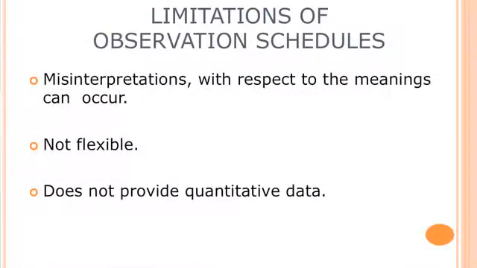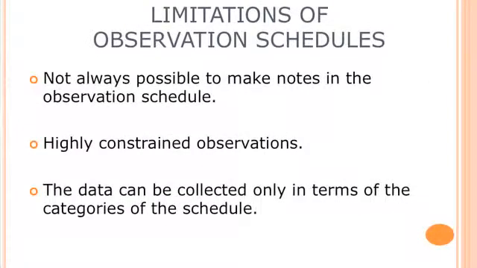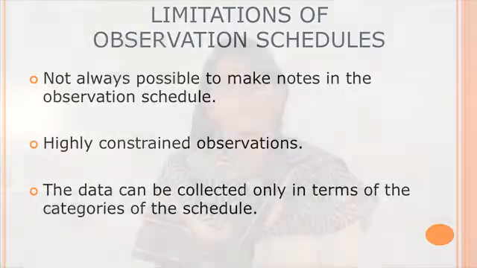There is a possibility of misinterpretation with respect to the meanings ascribed by participants can also occur. They are not flexible. They provide quantitative data. It does not provide qualitative data. It does not always make notes in the observation schedule, highly constrained observations, and the data can be collected only in terms of categories of the schedule.